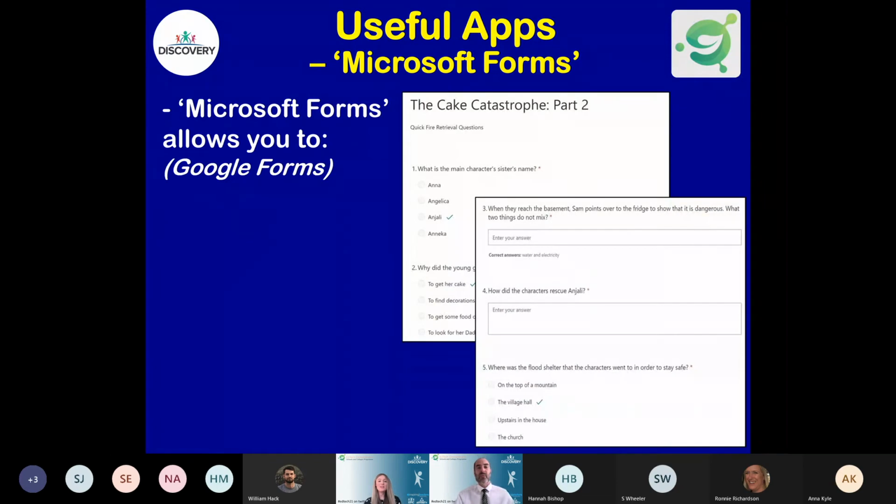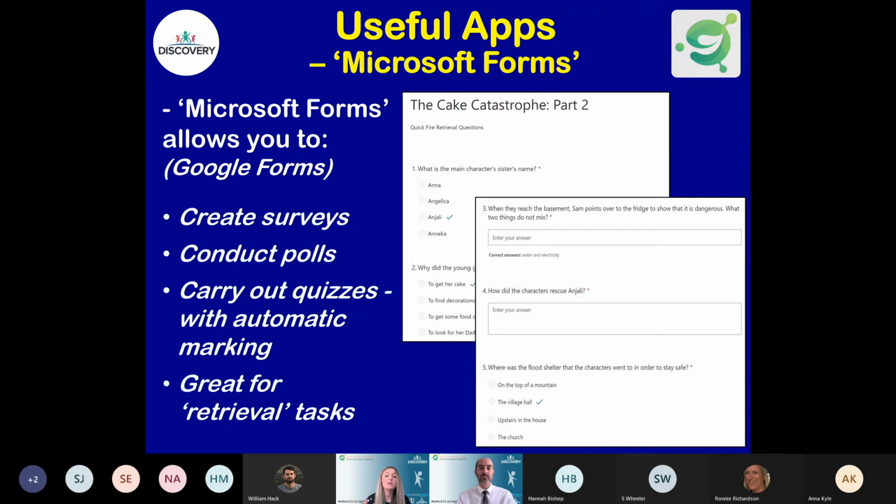Microsoft Forms. This is fantastic, especially thinking about guided reading, but also for your retrieval practice at the beginning of lessons. I know there's a Google version as well called Google Forms, and I've used it in a guided reading context to do quick fire retrieval questions. So you set your questions up, and they can do multiple different responses. So it can be a tick the answer, select the correct answer. They have to physically write something in as well.